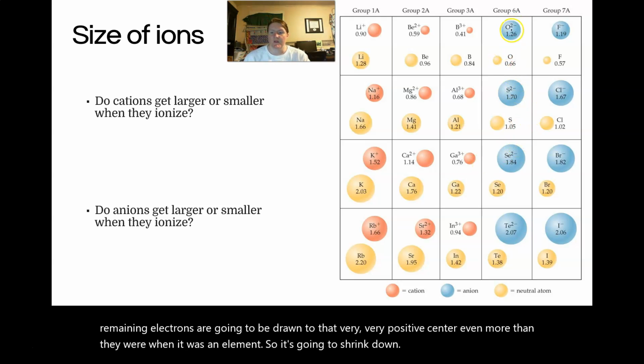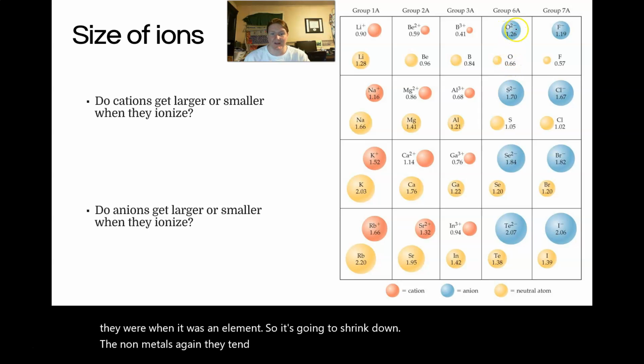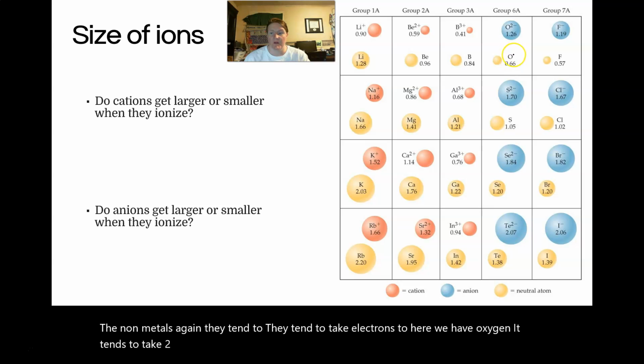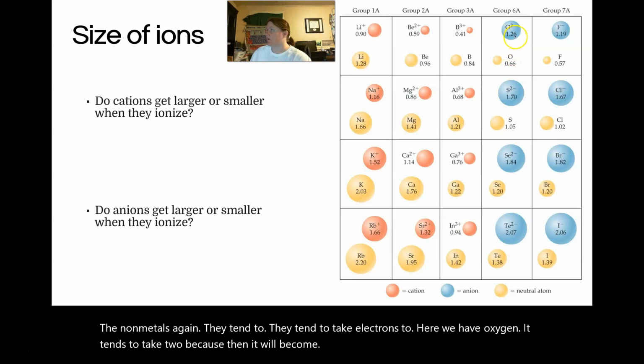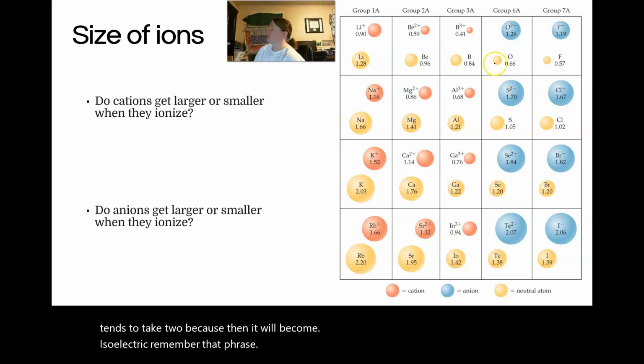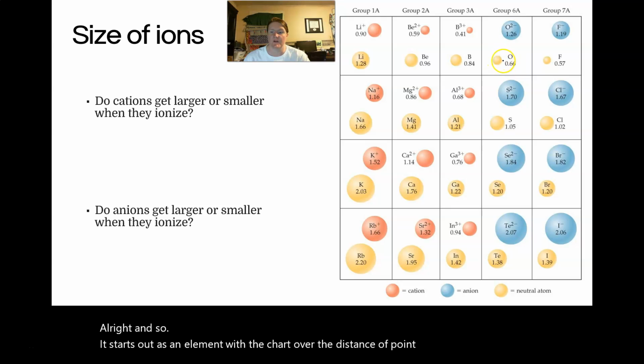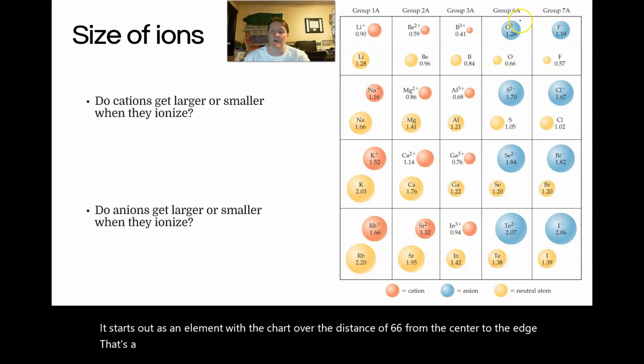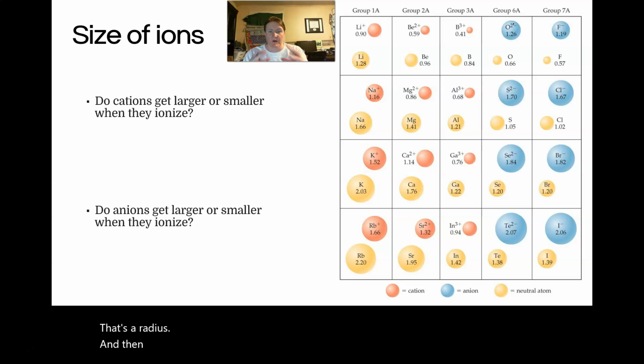The nonmetals, again, they tend to take electrons. So here we have oxygen. It tends to take 2 because then it will become isoelectronic. Remember that phrase? It'll become isoelectronic with neon. All right, and so it starts out as an element with a distance of 0.66 from the center to the edge. That's a radius. And then it absorbs first 1 electron. This is a step-by-step process. And then 1 more electron.